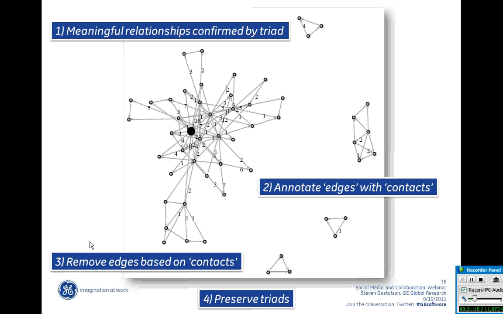And then after we remove edges based on those weights, those contacts, we can look back and drop nodes that aren't part of these triads again. And in that way we change the structure of the graph, and we're hopefully driving towards something that is more meaningful, in terms of these being real social relationships.